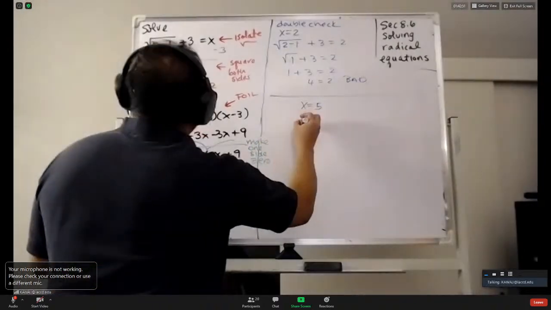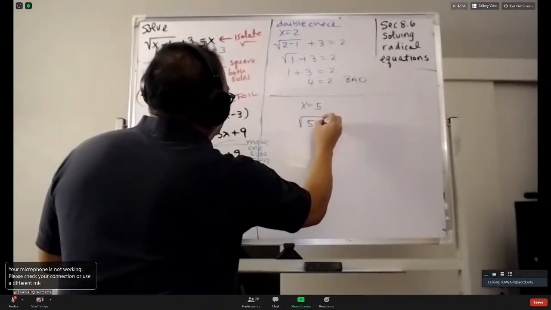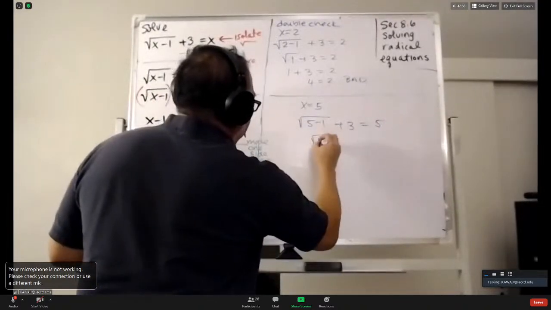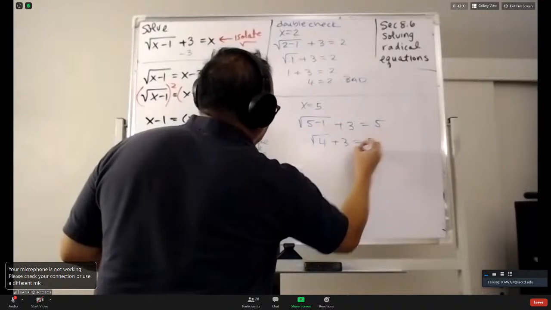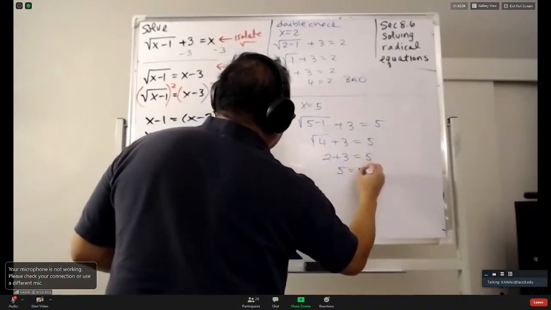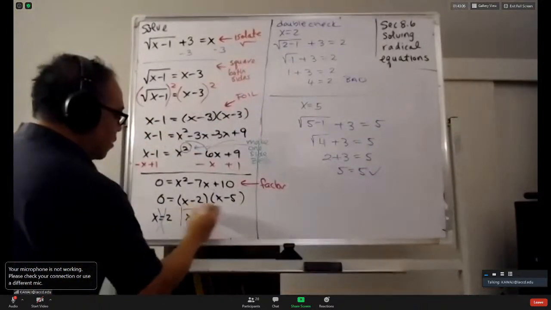So we have the square root of 5 minus 1, plus 3 is equal to 5. Square root of 4 plus 3 is equal to 5. 2 plus 3 is equal to 5. 5 is equal to 5. So this is good. This is our only answer.